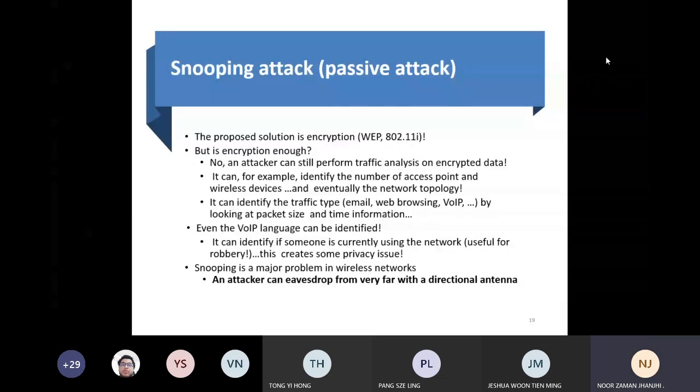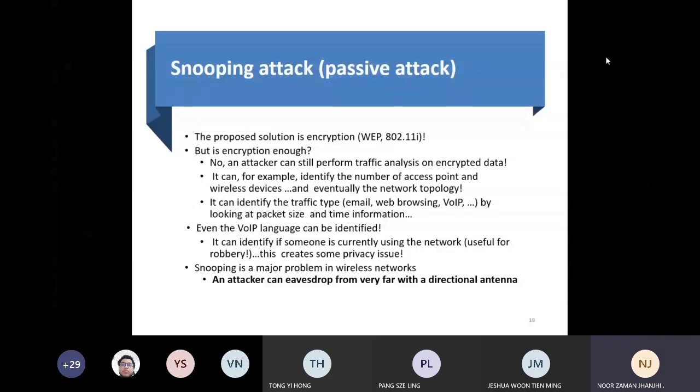So this was the issue with snooping. But as we mentioned, is encryption enough? Like what we already discussed, no, it's not enough. An attacker can still perform traffic analysis on encrypted data from your machine.